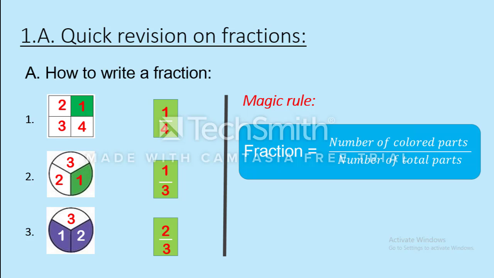The summary: if you have any shape divided into equal parts and you want to write it as a fraction, write the number of colored parts at the top and write the number of total parts at the bottom.